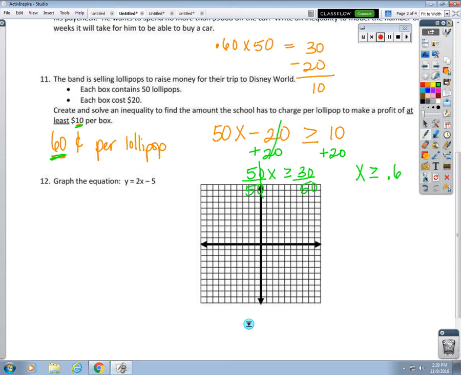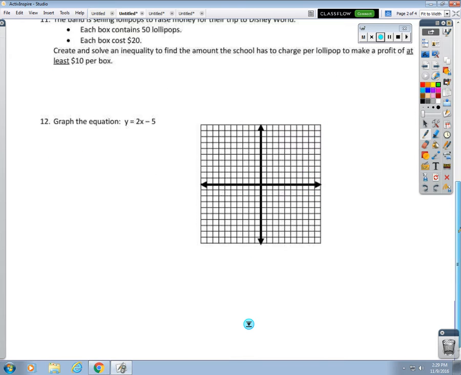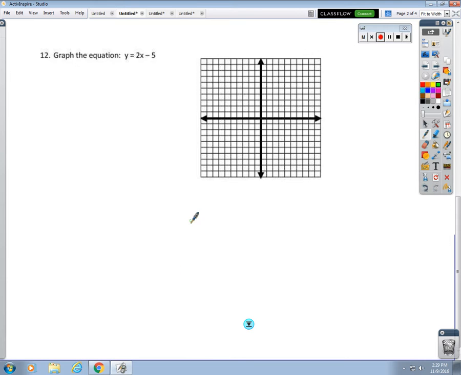Okay, let's look at number 12. Graph the equation y equals 2x minus 5. What do we do first? Right, it's in y equals mx plus b form, so what is the slope? 2 over 1, and what's the y-intercept? So just from that information, is our line going to be going up or down? Up. Think about it, its slope is positive 2 over 1, so doesn't that assure that it's going to be going up from left to right because you have a positive slope? But how do you start your line?